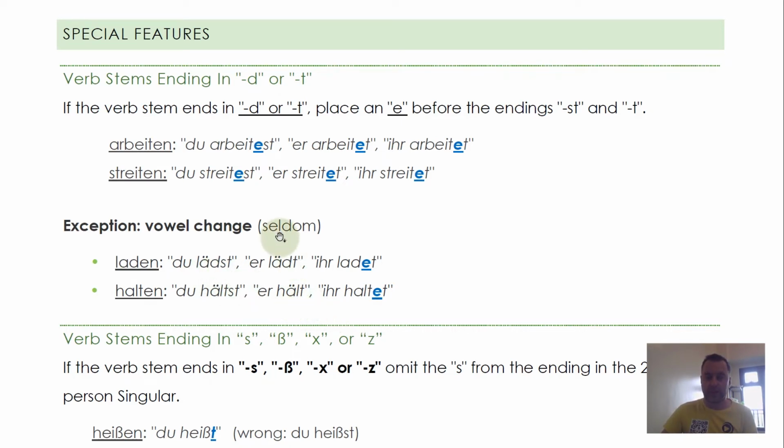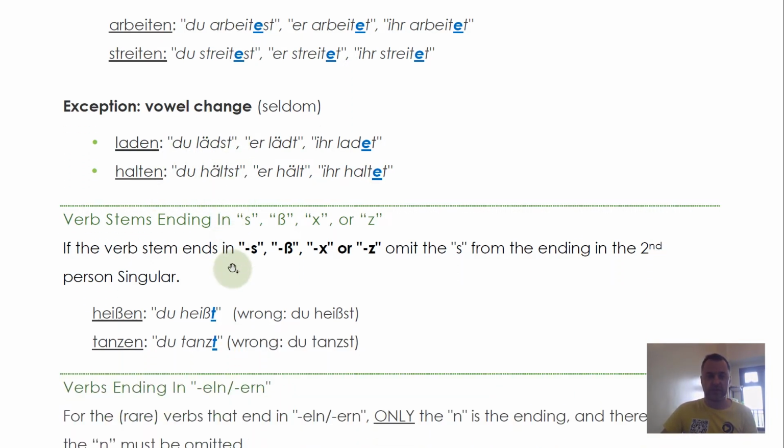But this is actually very, very rare that this happens. Those are the two most common verbs that do this. There are a few more, but they are really just like advanced vocabulary. So remember those two and you will be good with this exception.